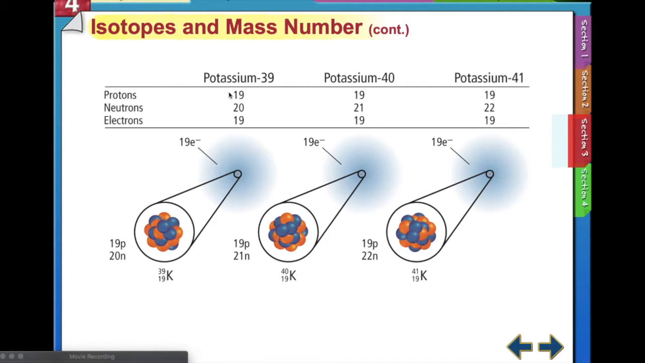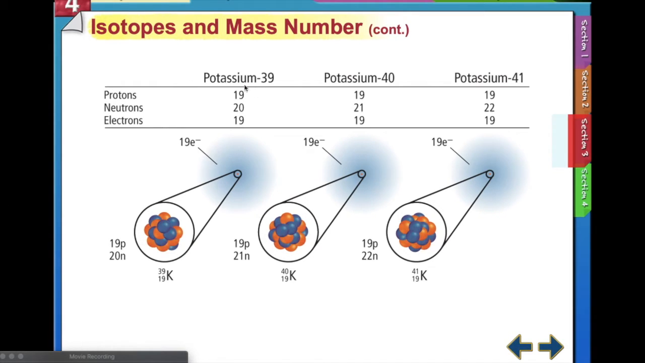And notice how each potassium has 19 protons. That is its atomic number that is located on the periodic table. But the neutrons here differ. So there's 20, 21, 22. And then the electrons are going to be the same as well. So for now, until we get later on in the semester, the number of protons and electrons are equal. They're always equal for now. Later on, when we start to have electron sharing, then charges might change. But for now, just assume that protons and electrons are the same.